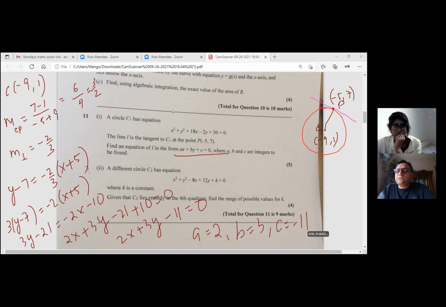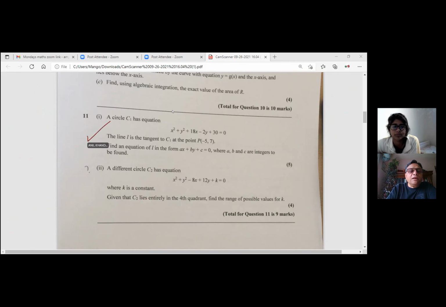Amy, did you get the same answer? Yes, I did. Okay, so we have the equation of the line also. So part A is done for us. Let's look into the second part of this question. Amy, can you please read this question?